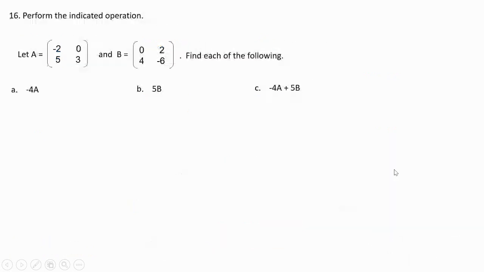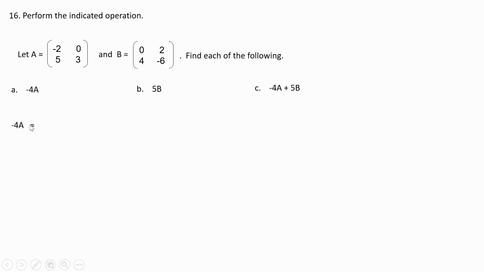Okay, now, how do we do this one here? We're going to multiply by a scalar, and then we're going to add them. So let A be negative 2, 0, 5, 3, and let B equal 0, 2, 4, negative 6. Find each of the following. They want us to find negative 4A, 5B, and for part C, negative 4A plus 5B.